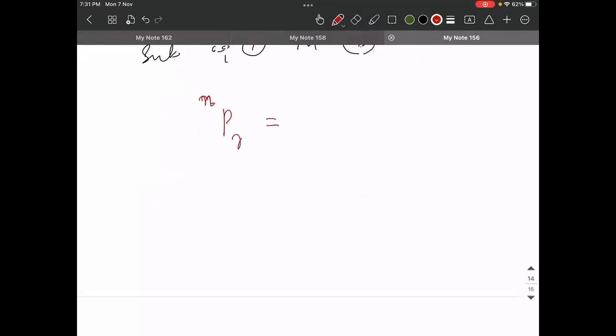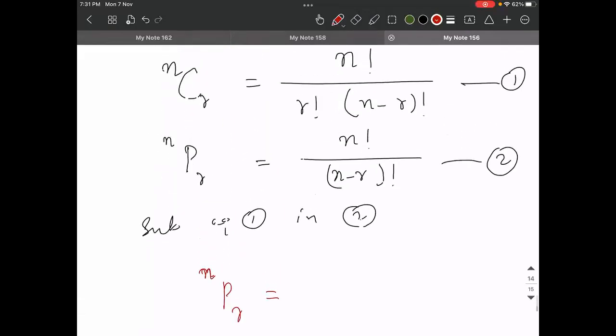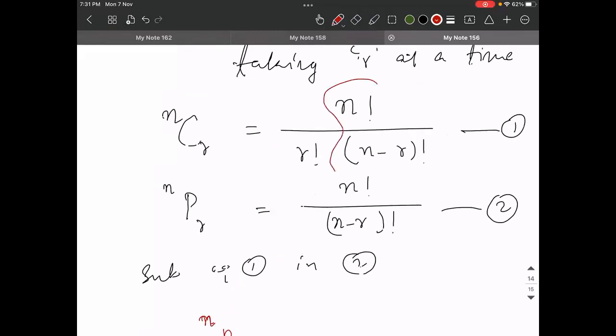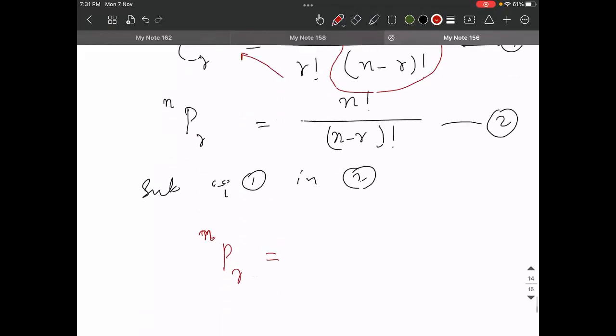NPR is equal to, see, this is your NPR. So if you multiply this side, what you will get? R factorial into NCR. That's what you will get.